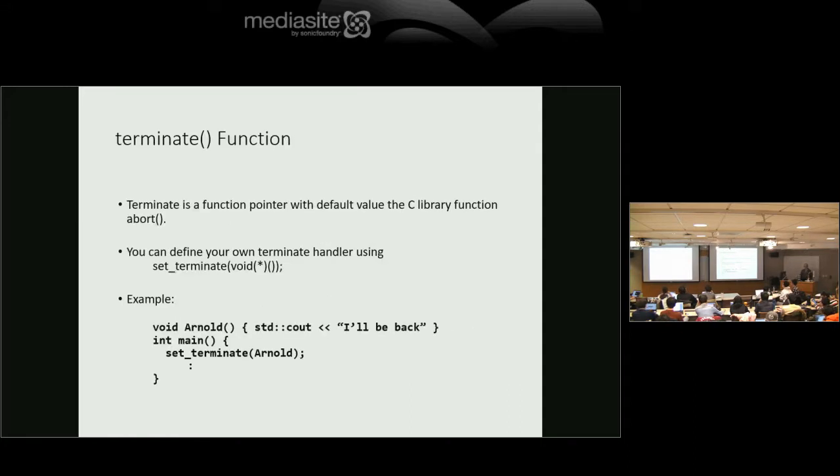Okay, terminate function. Terminate is a function pointer with default value, the C library function abort. Just immediately shut down. Kill the process. You can define your own terminate handler using set_terminate, which expects a function that returns nothing and takes no arguments. It's got to be a global function. So here, example, Arnold, I'll be back. set_terminate(Arnold). Okay?